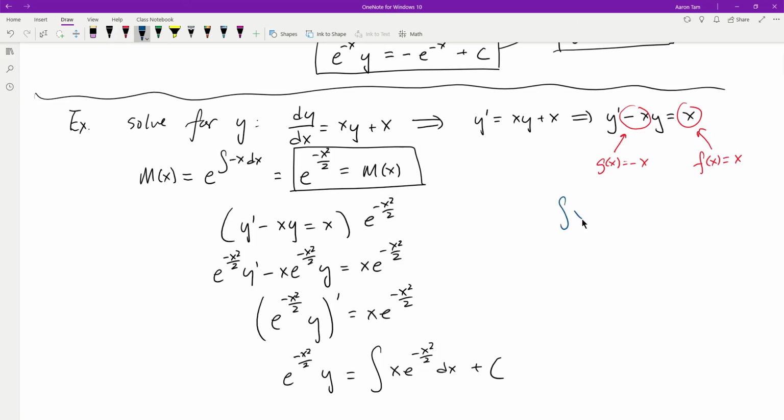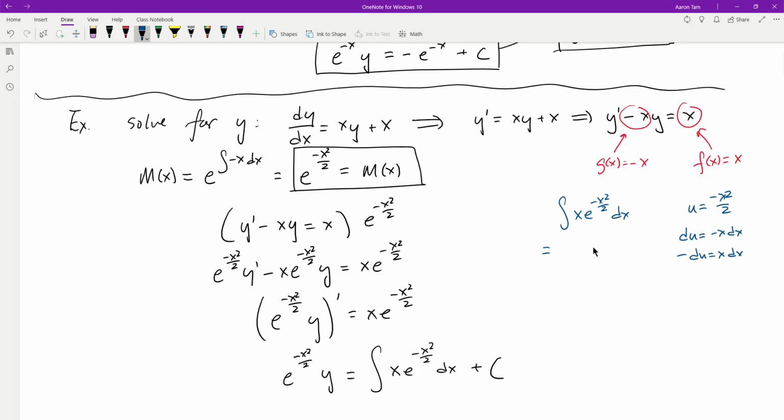So, the integral of x e to the negative x squared over 2 dx. Some of you probably recognize how to do this integration. This is nothing more than a u substitution problem. So we're going to let u equal negative x squared over 2. Then du would just equal negative x dx. Notice we do have an x, we just don't have the negative x. So what I'm going to do is move it to the other side.